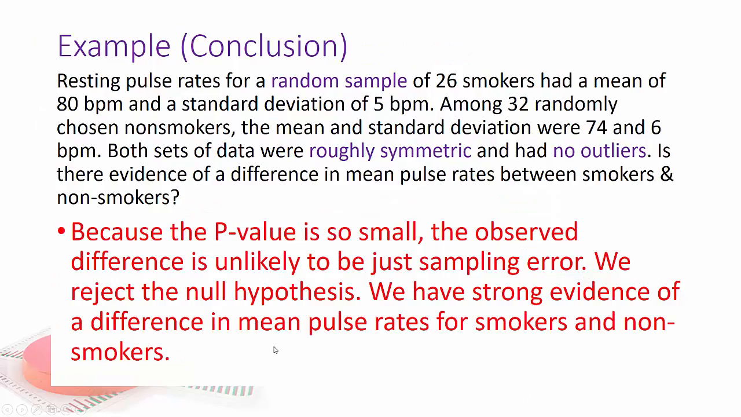Now our conclusion. Because the p-value is so small, the observed difference is unlikely to be just sampling error. We reject the null hypothesis. We have strong evidence of a difference in mean pulse rate for smokers and non-smokers.